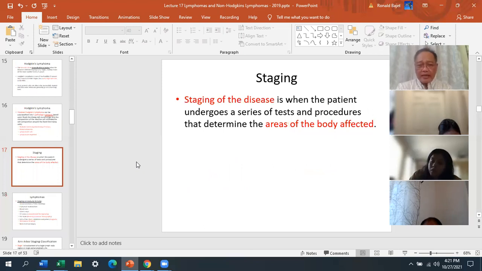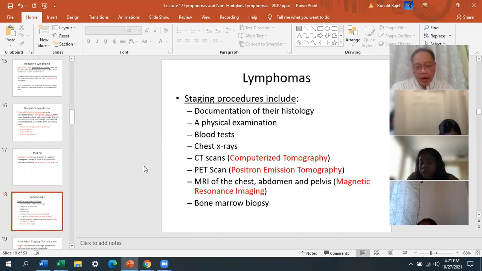To determine the stage of the disease, the patient will undergo a series of tests and procedures to determine the areas of the body affected. So staging will include a battery of tests. Sitting down with the patient, they'll take documentation of their histology, do a physical examination, and do blood tests. Of course, they'll be doing chest x-rays, CT scans, PET scans, and MRI of the chest, abdomen, and the pelvis. MRI is magnetic resonance imaging, CT is computerized tomography, and PET scan is positron emission tomography.